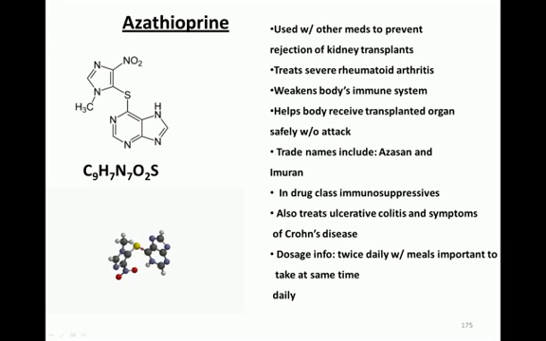Azathioprine, used with other medications to prevent rejection of kidney transplant. In drug class called immunosuppressives, dosage information includes taking twice daily with meals and is important to take at the same time daily.